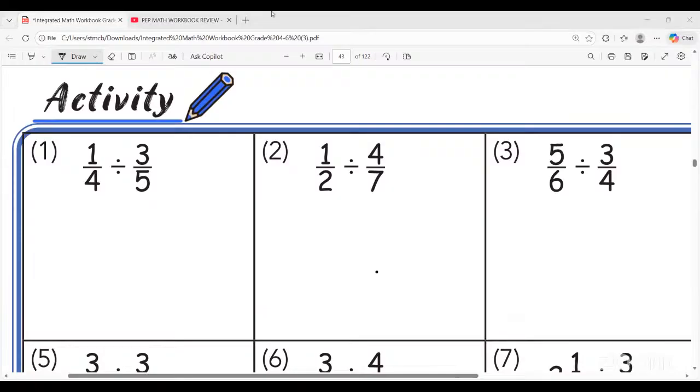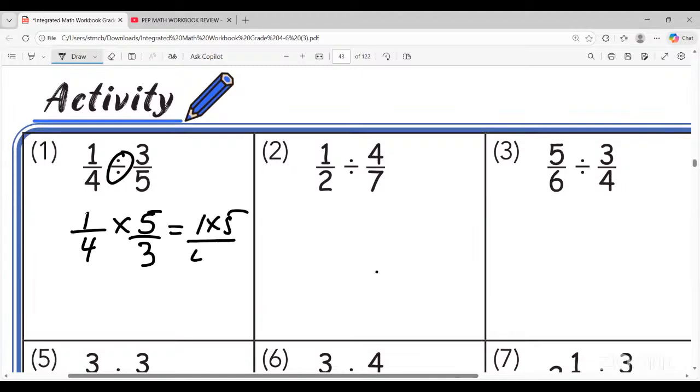All right, guys. So the rule says we keep the first fraction. That's what they said up there. Change the division to multiplication, but you have to reciprocate. And then you just apply the multiplication rule. 1 times 5 divided by 4 times 3. So 1 5 is 5 and 4 3s are 12. I'll leave a couple more for you guys.